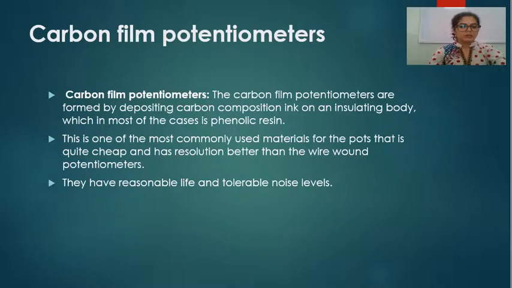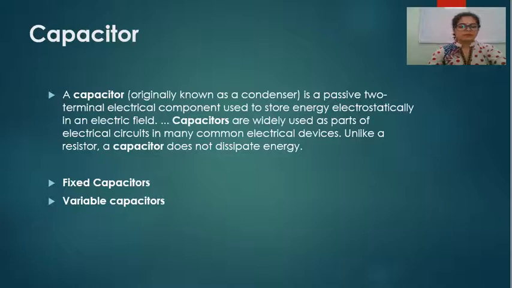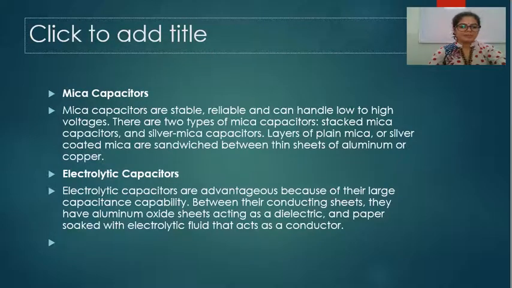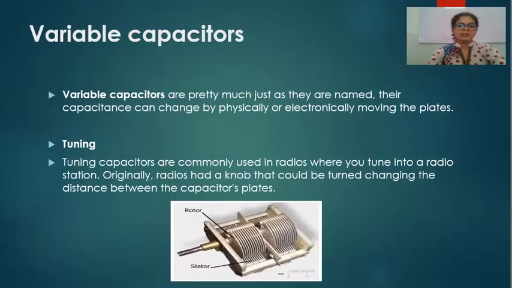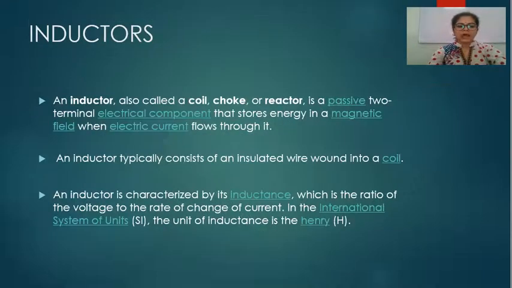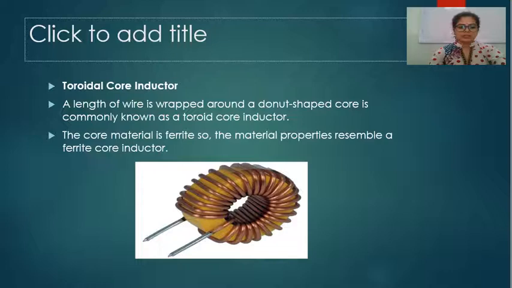After that, we have studied capacitor. After resistor, we have studied capacitor, and we have studied types of capacitors, where we have studied fixed capacitors and variable capacitors. So that was all about capacitor. After the capacitor, we have started with inductors. In this, we have studied the brief introduction about the inductors and the types of inductors. What are the different types of inductors?